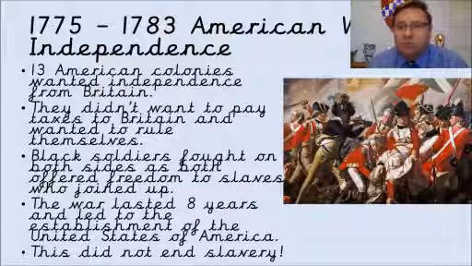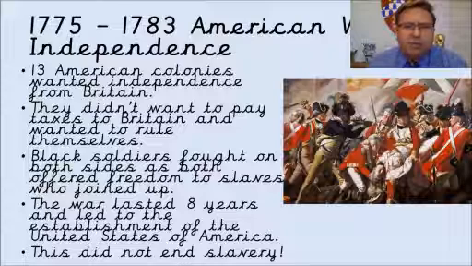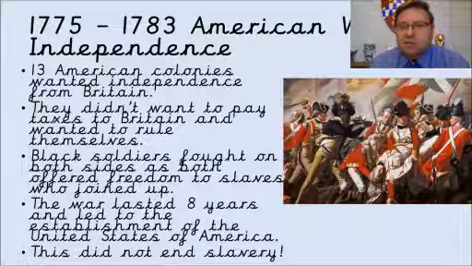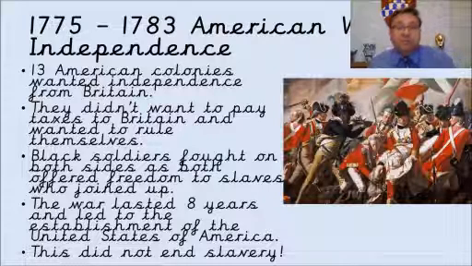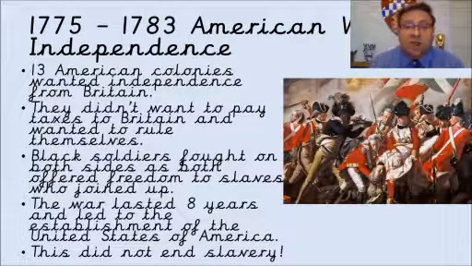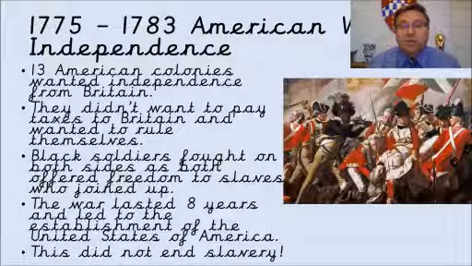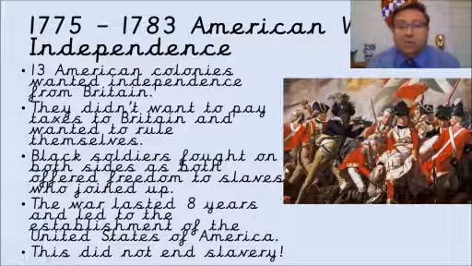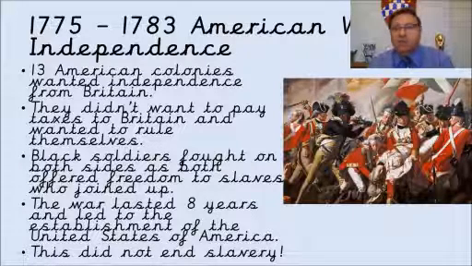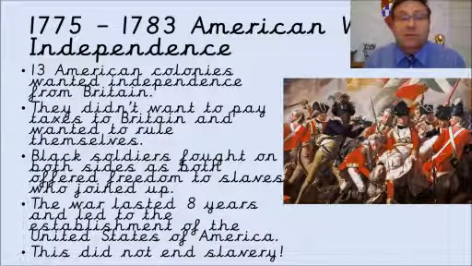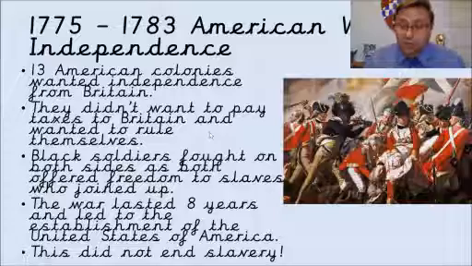The war started, and in fact, black soldiers fought on both sides, both the British sides and the American sides, because both sides promised anyone who signed up to fight for them, if they were a black slave, could have their freedom if they joined their armies, after the war. The war lasted that led to the establishment of the United States of America. But this didn't actually end slavery. The United States was still very keen on slavery because it did still provide cheap labor for them.